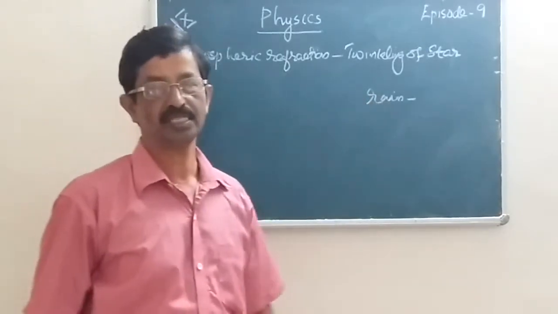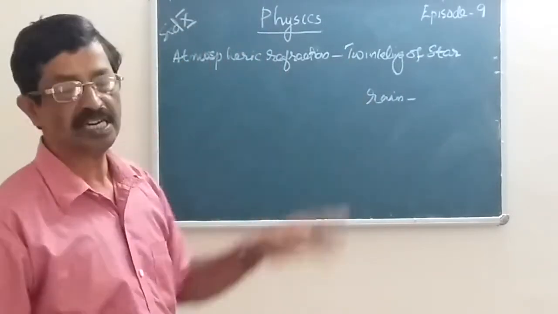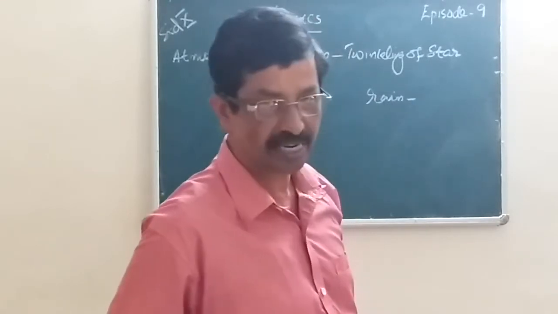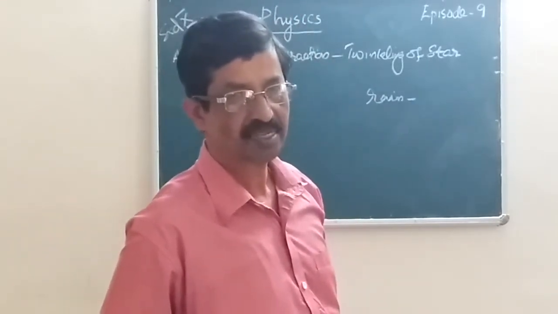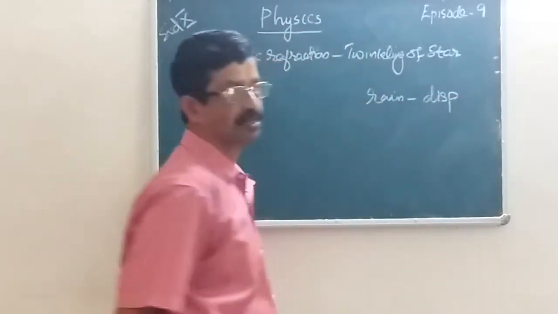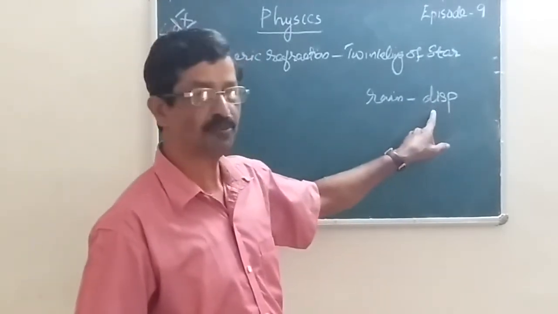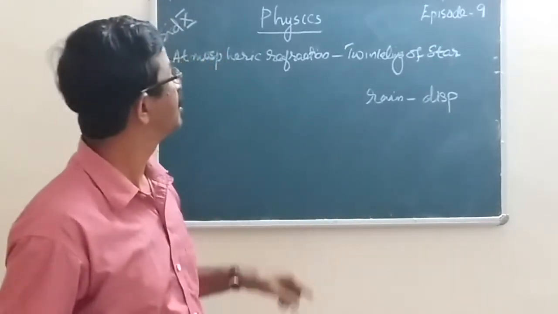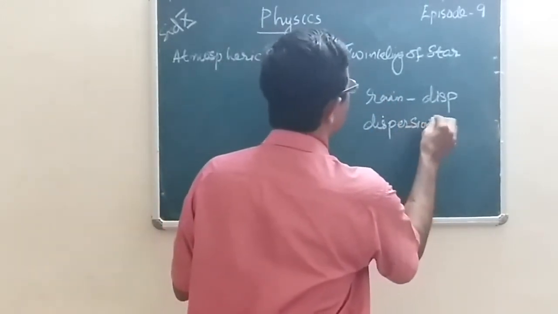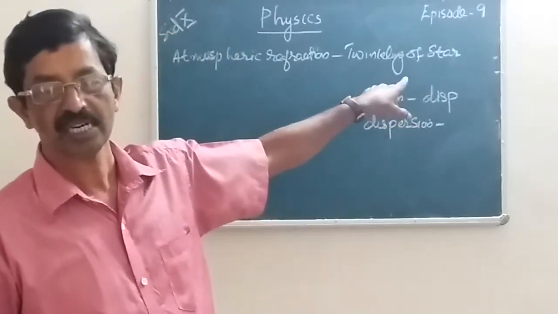What is the reason for the formation of a rainbow? Or which phenomenon causes the formation of a rainbow? Try to remember it. Which is the phenomenon? It is due to, say, what is it? Dispersion. Now you say, what is the reason for dispersion? Dispersion is caused by refraction.